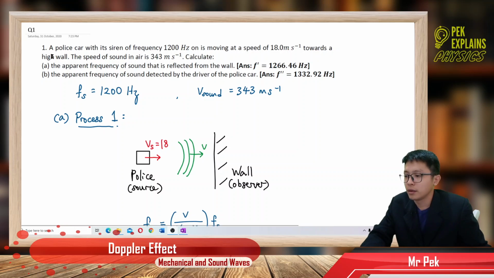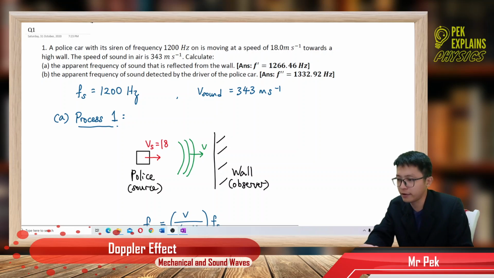Welcome back. Now, this is the Doppler effect question. A police car with its siren of frequency 1200 Hz on is moving at a speed of 18 meters per second towards a high wall. The speed of sound in air is 343 meters per second. Calculate the apparent frequency of sound that is reflected from the wall.